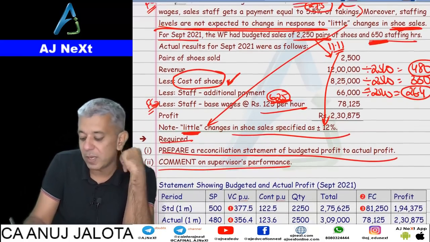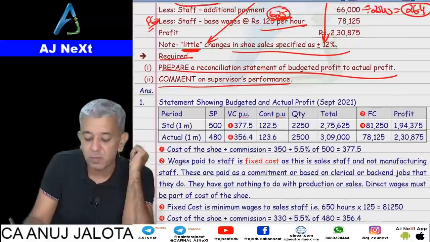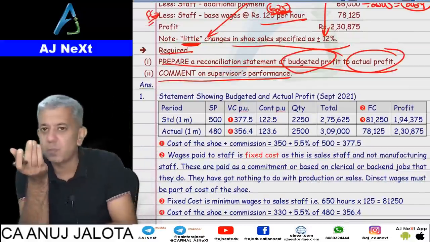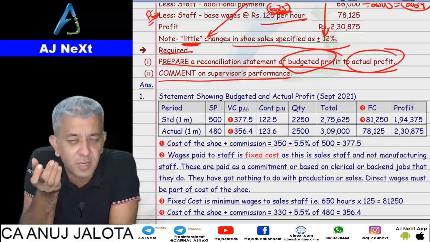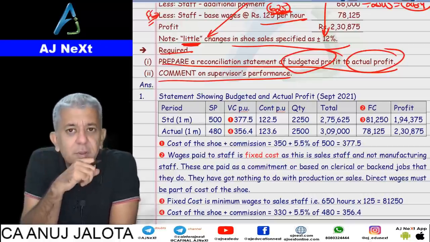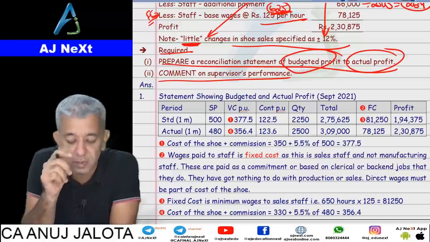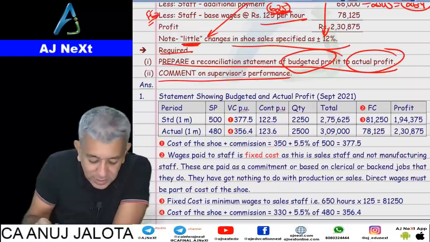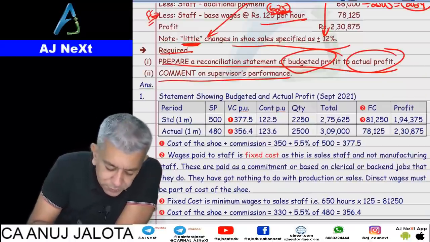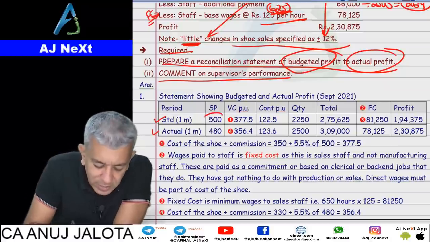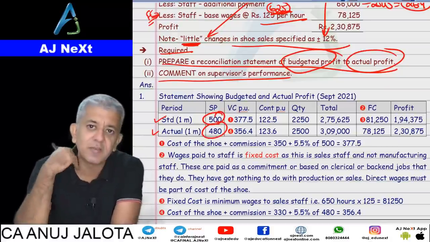So let's start making a reconciliation of budgeted profit to actual profit. Let's try computing all profit variances. If it was my regular lecture of standard costing, I'd ask you all, profit variances are dependent upon what? You should be saying period. So in this question, the period is 1 month, September 2021. Period: standard data for 1 month, actual data for 1 month. Selling price in this case 500 and 480.